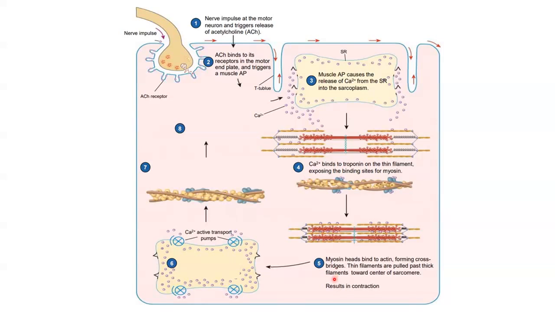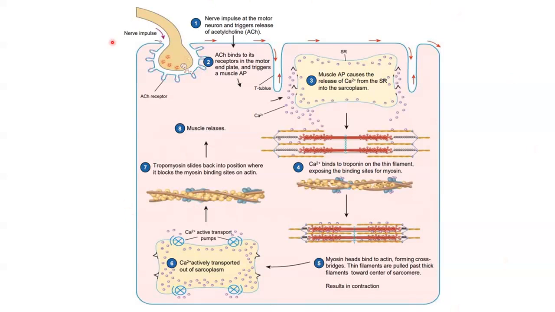Our myosin heads can now bind to the actin. They pull the thin filaments toward each other, towards the centre of the sarcomere, and this is what is considered muscle contraction. So the muscle is shortening and tension is being produced. The action potential then stops and calcium is actively transported out of the sarcoplasm, so against its concentration gradient. Because there is no longer calcium bound to the troponin, the tropomyosin will move back into place, covering the myosin binding sites on actin, and this causes our muscle to relax.